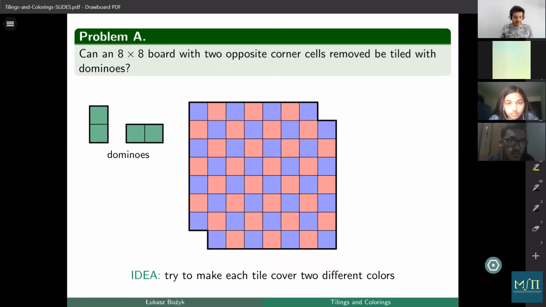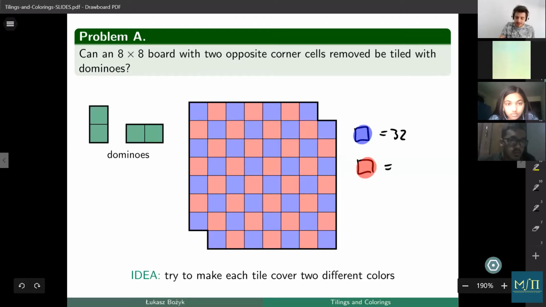So look what happened here. We took a tile that was given in our problem, and we used it to extract the proper coloring of a board. That would come in handy. And just as before, we can now count the number of cells of each color. We have 32 blue and 30 red, and it contradicts the fact that every domino contains exactly one red and exactly one blue.